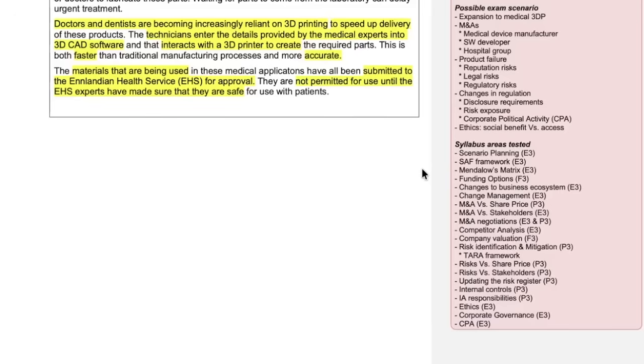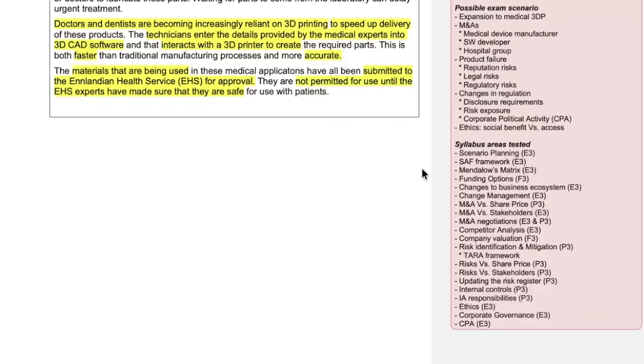And also when we are exposed to additional risks, you should know how it will impact our share price as well as stakeholder relationships. And also you should know what to do in terms of updating the risk register, because when we are moving into this new industry, if we are exposed to additional risks, we have to update the risk register. So you should know how to do this in a practical manner.